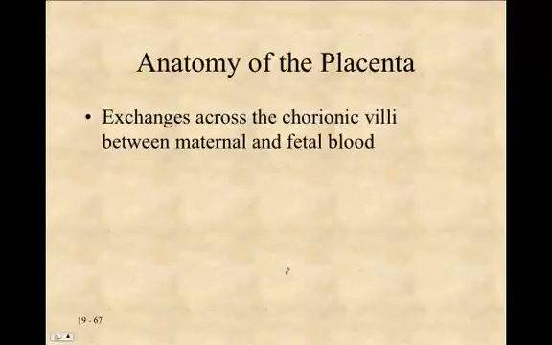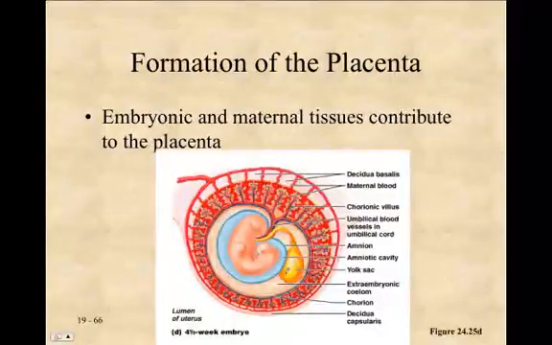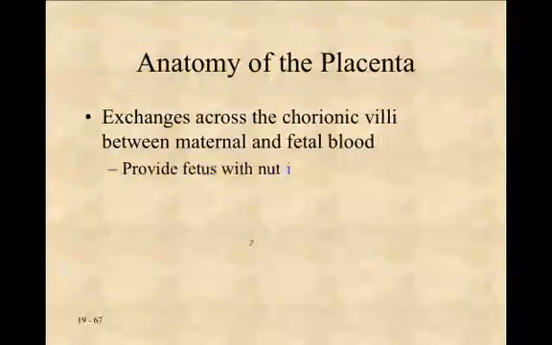So a little bit of anatomy on the placenta. Exchanges are going to occur across what are called the chorionic villi between the maternal and fetal blood. So again, here you can see these are the chorionic villi, and this is where exchanges are going to occur between, again, fetus and between mom. So this is how mom is going to share nutrients and oxygen with the fetus.